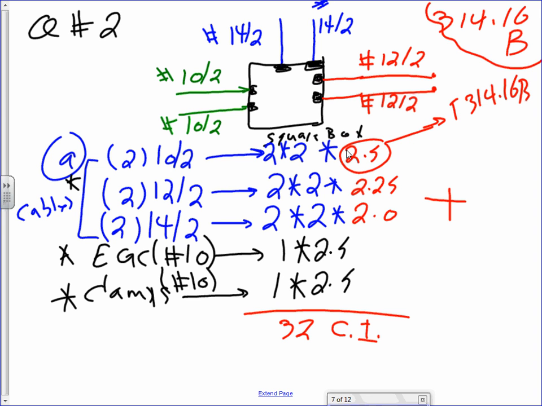So you're going to multiply all these numbers, 2 by 2 by 2.5, 2 by 2 by 2.25, 2 by 2 by 2, 1 by 2.5, 1.24, and add them all up. You end up with 32 cubic inches. So that will be my 32 cubic inches. Okay, next.